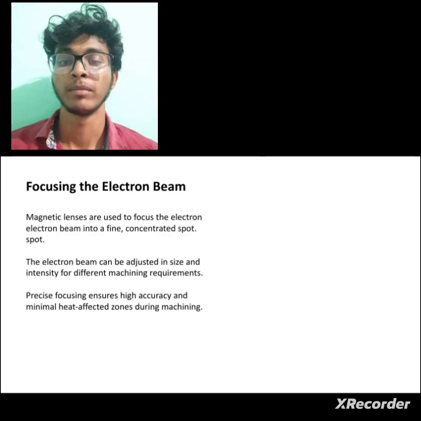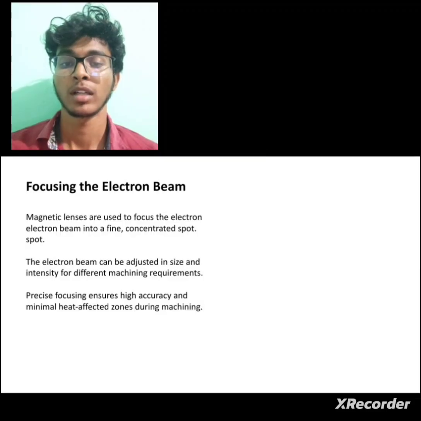Focusing the electron beam. Magnetic lenses are used to focus the electron beam into a fine concentrated spot. The electron beam can be adjusted in size and intensity for different machining requirements. Precision focusing ensures high accuracy and minimal heat affected zones during machining.